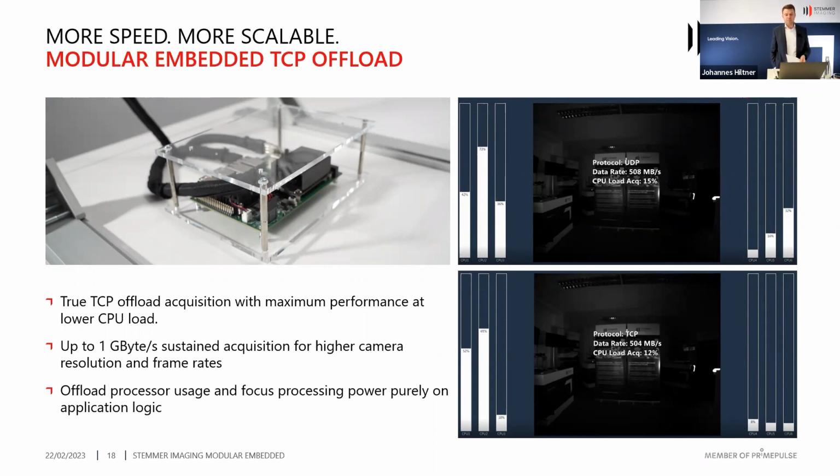And as soon as the CPU is offloaded from any additional acquisition efforts, this remaining CPU power can of course be used for application logic like highly demanding image processing tasks. On the right side, you see 2 images. The top image is using the standard GigaVision protocol, which is based on UDP. So we see a pretty imbalanced CPU usage, especially the cores 3, 4, 5, and 6 are used in a distributed way.